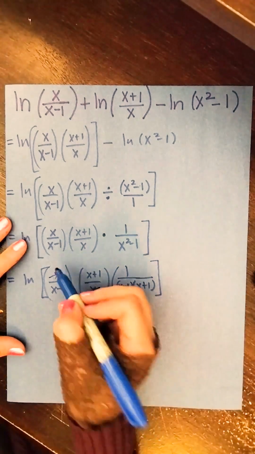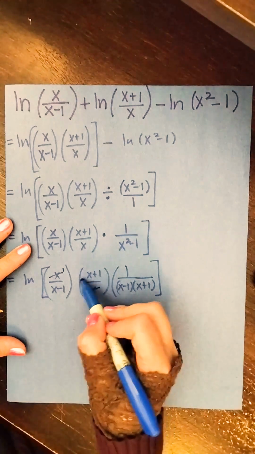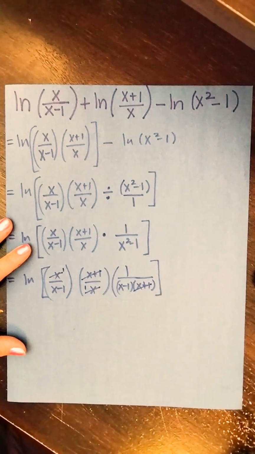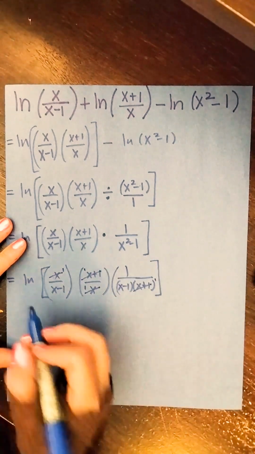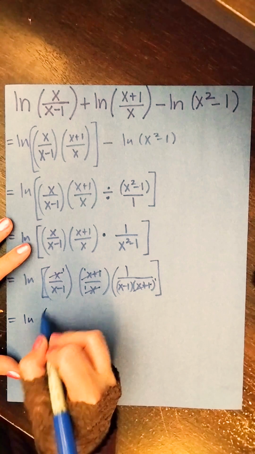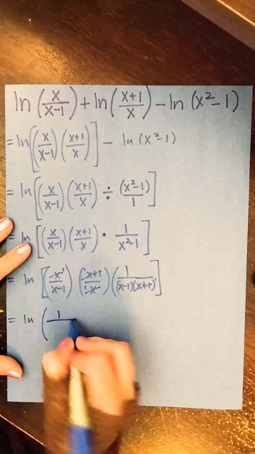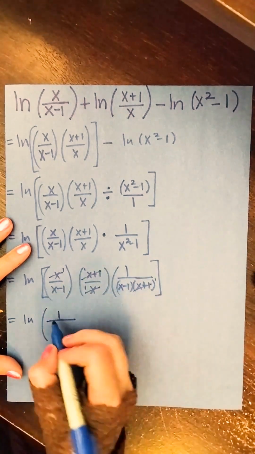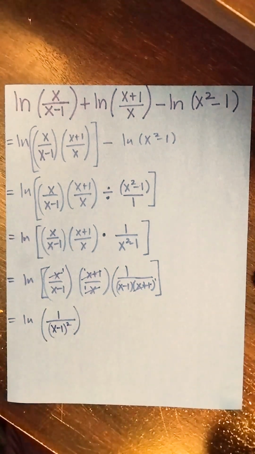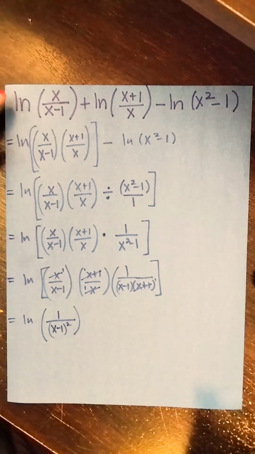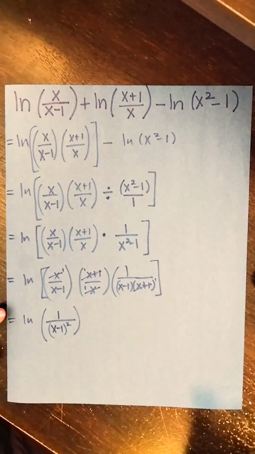So those divide and we get 1. x plus 1 and x plus 1, both of those are the same factor. So they divide as well and you get 1. So I have the natural log of 1 times 1 times 1, which is 1. And then x minus 1 times x minus 1 is x minus 1 all squared. And that's it. That's your answer. That's this sum and difference of these natural logs written as one natural log. So natural log of 1 over (x minus 1) squared.